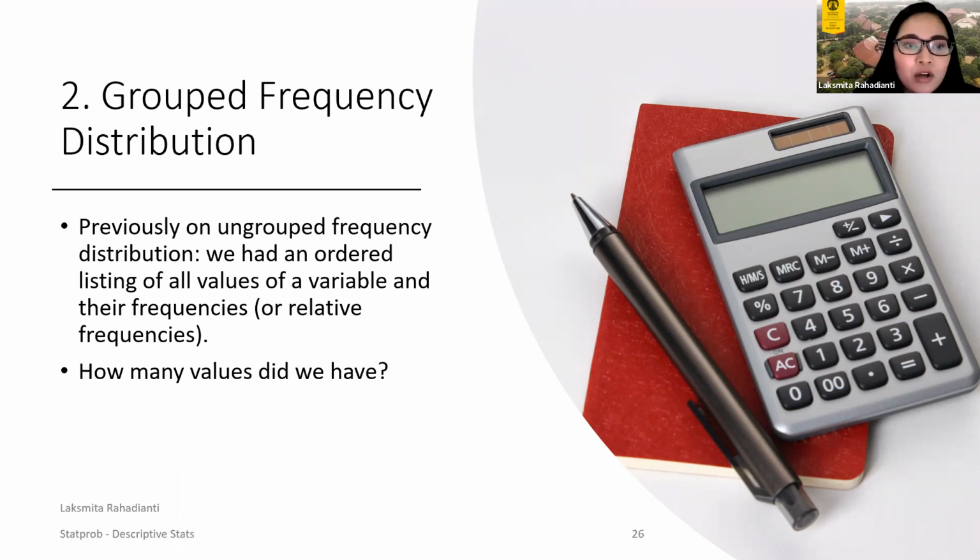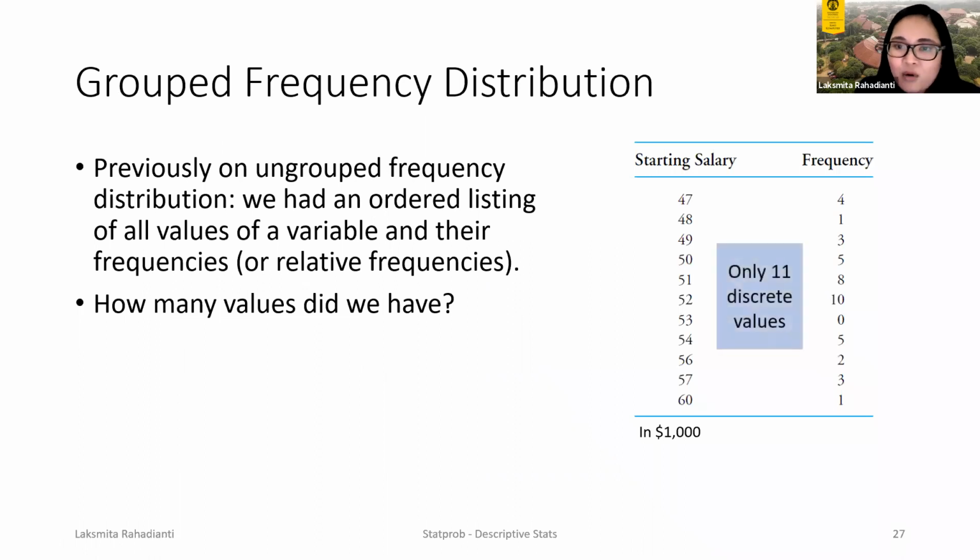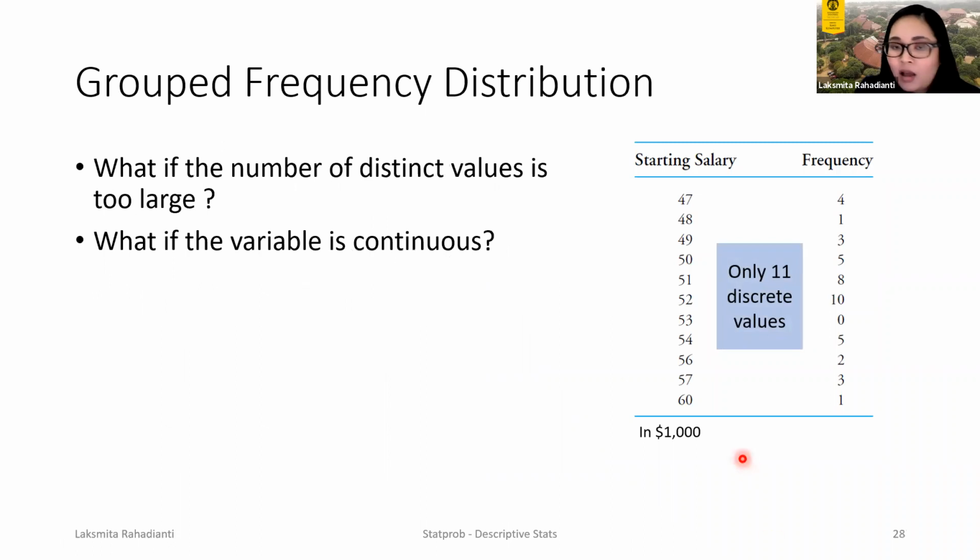Okay, so now we're going to continue to the grouped frequency distribution. Previously we had singular values for every single frequency. So I actually counted how many times somebody answered 47,000, how many times somebody answered 48,000. And in this particular case, I only had 11 discrete values. What if I had a lot? And what if the variable is continuous? It would have been a problem if the number was not exactly 47,000.